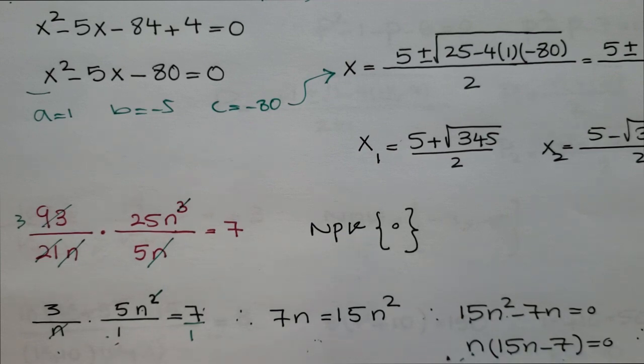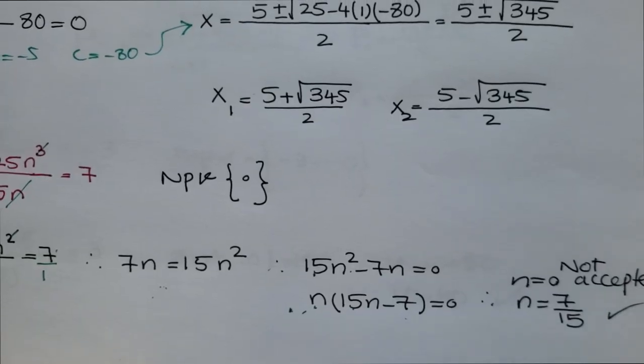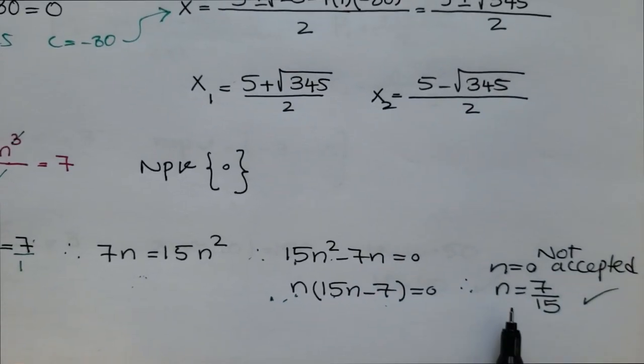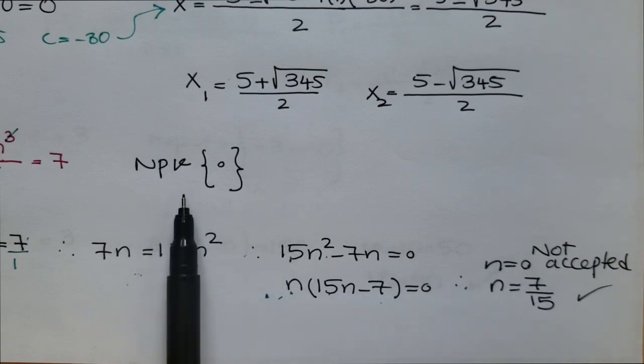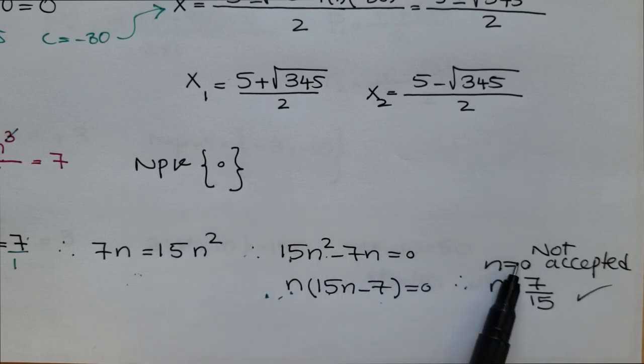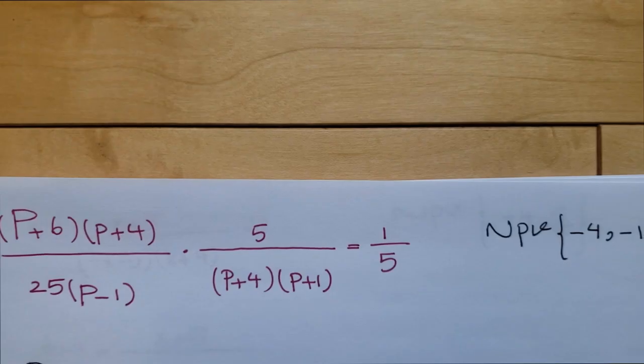From here, I have to find the roots. One root, as you can see, is 0. The other one is 7/15. We are not done yet. We have to check the values of the root against the NPV. As you can see, the 0 cannot be accepted. So the only acceptable answer for this rational equation is 7/15.